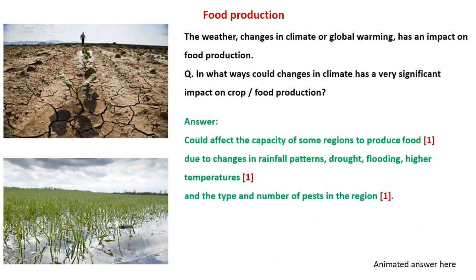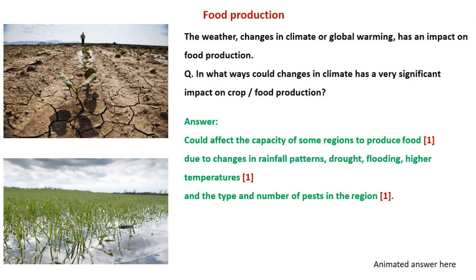So number 1 is on there. It could affect the capacity of some regions to produce food. Okay, so that gives you 1 mark. Why would that happen? Because of changes in rainfall patterns. If there are changes in rainfall patterns, then you should expect droughts for those areas which are receiving less rainfall. For areas which are receiving more rainfall, you should expect flood. Okay, and higher temperatures also.